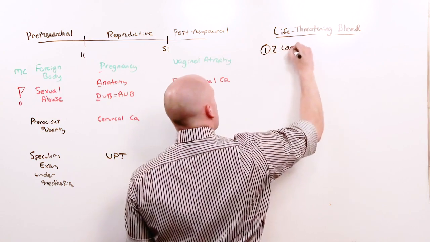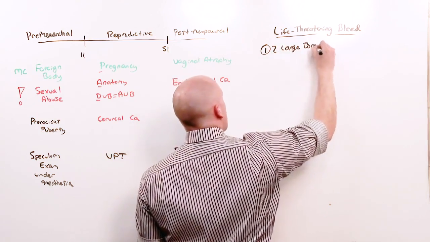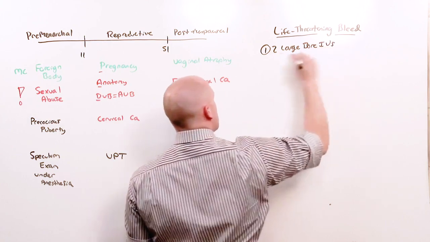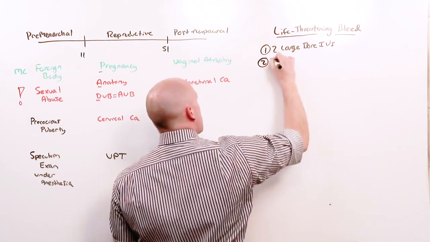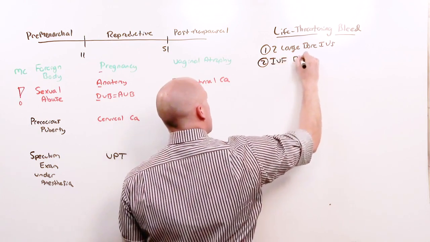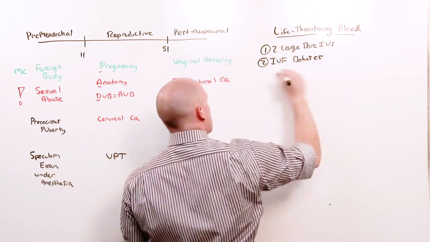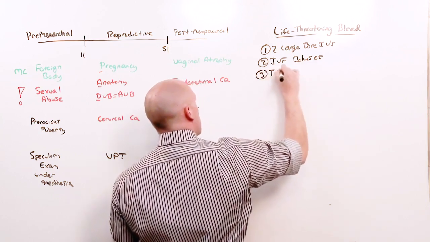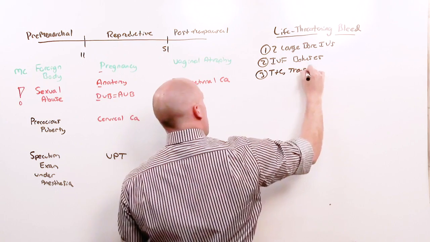2 large bore IVs. And you want large bore IVs in order to ensure transfusion of blood products. You're going to give intravenous fluid boluses to support the blood pressure while the blood gets ready. Type and cross, transfuse as needed.